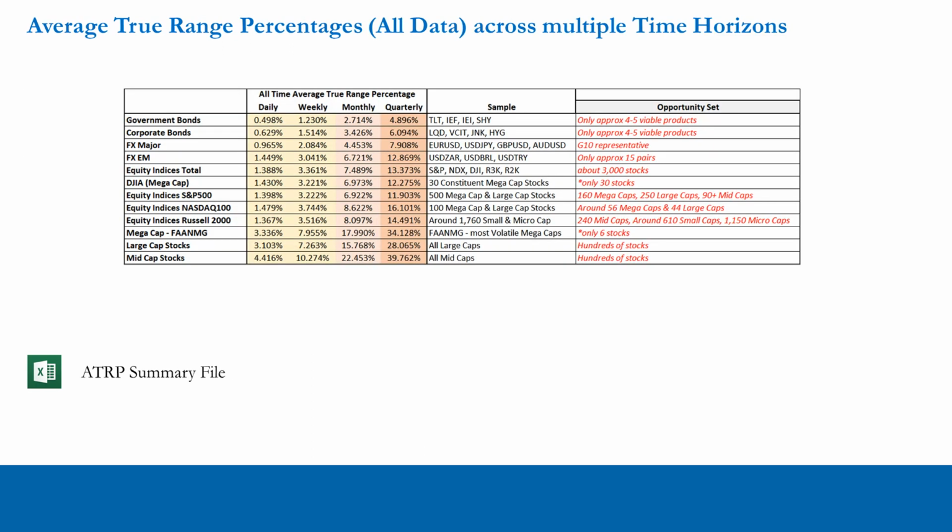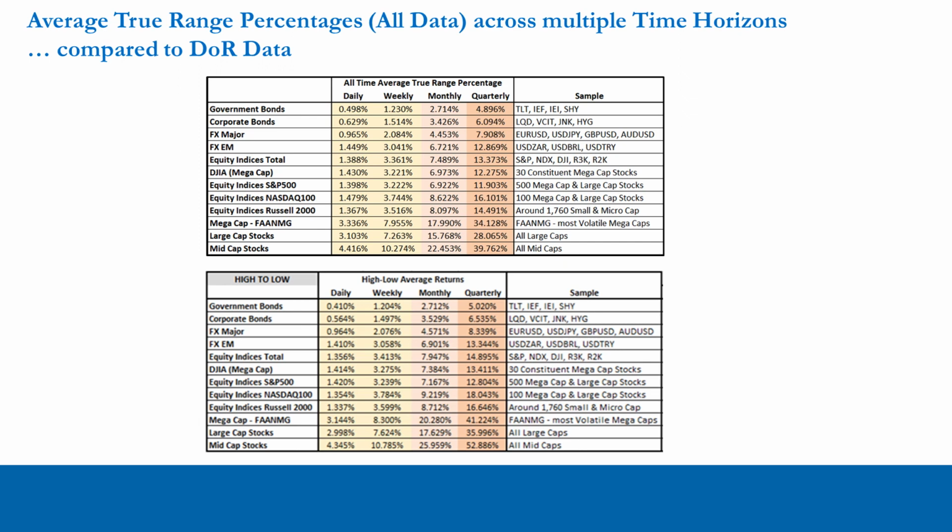What we also looked at was the all-time average true range percentage for daily, weekly, monthly, and quarterly data across all the asset classes that we looked at for distribution of returns. Why do we do that? Well, we want to get an idea and a sense of the differences in the methods. So you learn both methods, you learn the differences, and you learn the conclusions. This is all available in the ATRP summary file. And then we compared them.